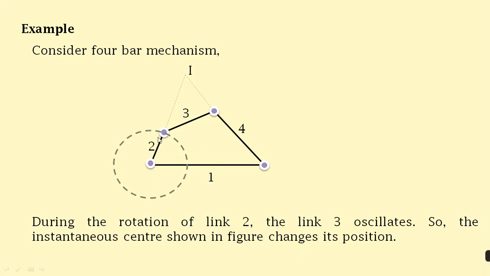Okay, so during the rotation of this one, this 3 will oscillate like this and like this. Automatically this I also changes its position. That means rotation happens and the displacement also happens. So that instantaneous center position changes and is going to vary. So that we can understand about the instantaneous center.